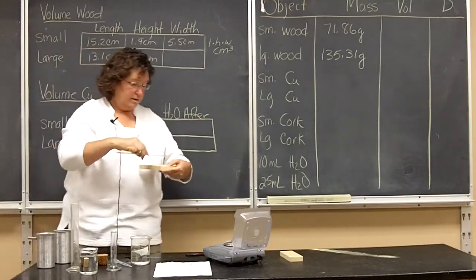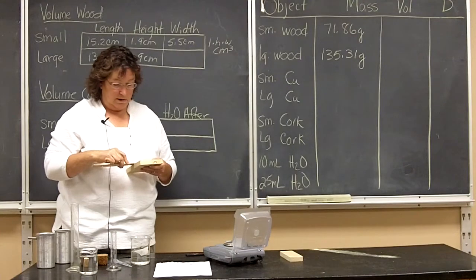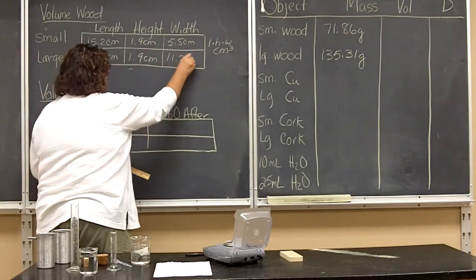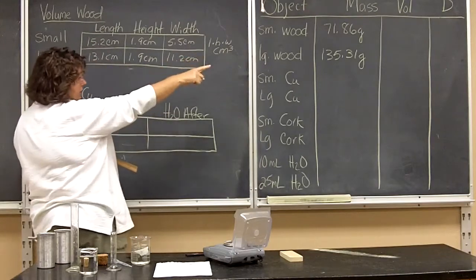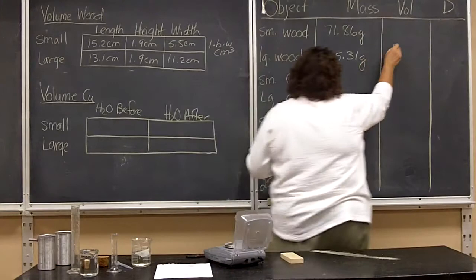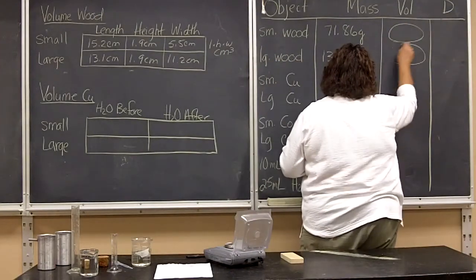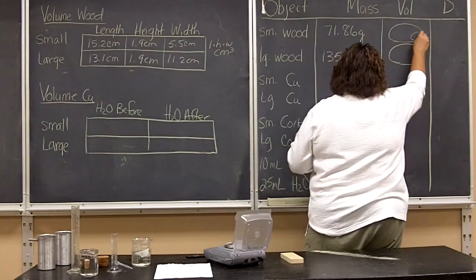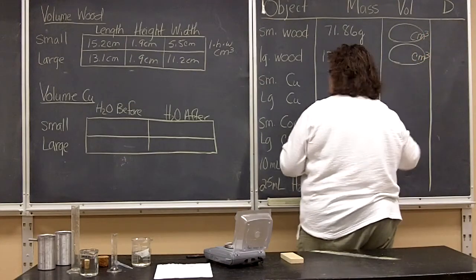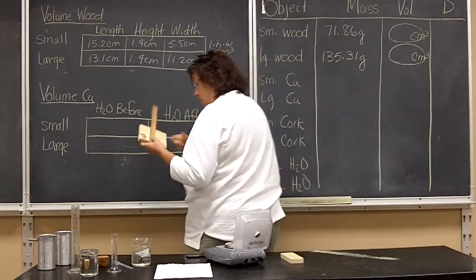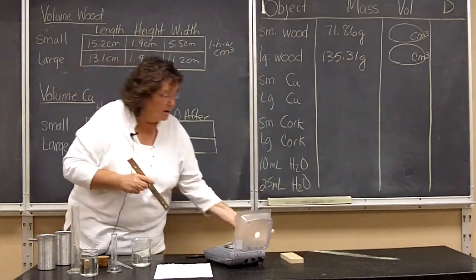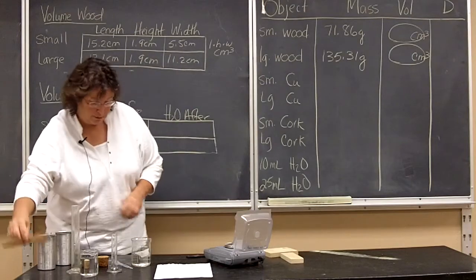And the width is 11.2. So once again, you'll have to get the volume to put in right here by taking length times height times width. And don't forget, those units are centimeters cubed, because we have three dimensions: length, height, and width. All right, that takes care of the wood.